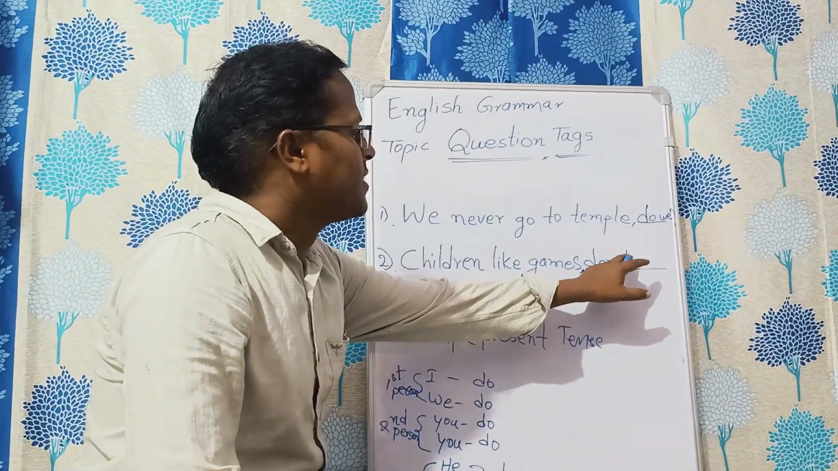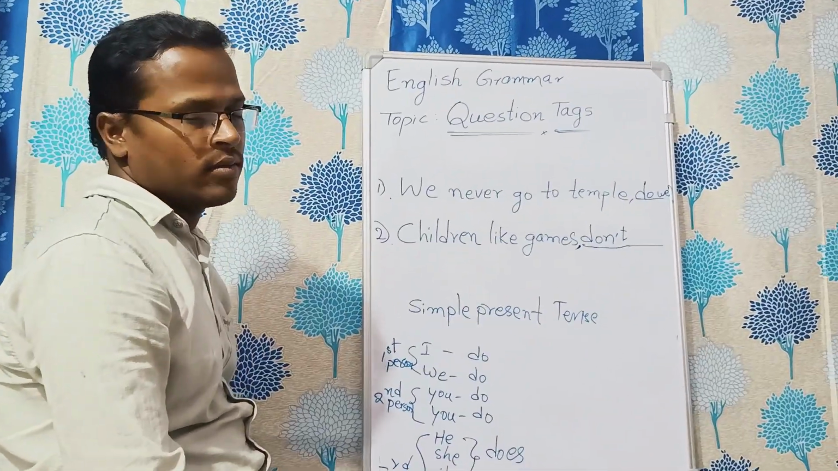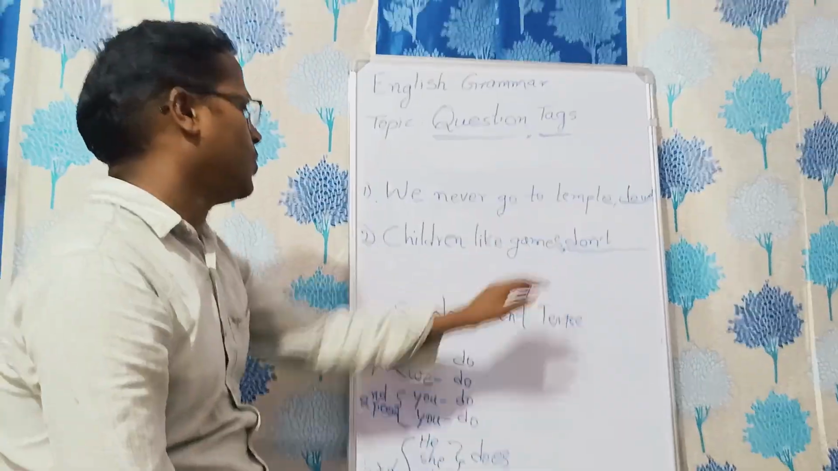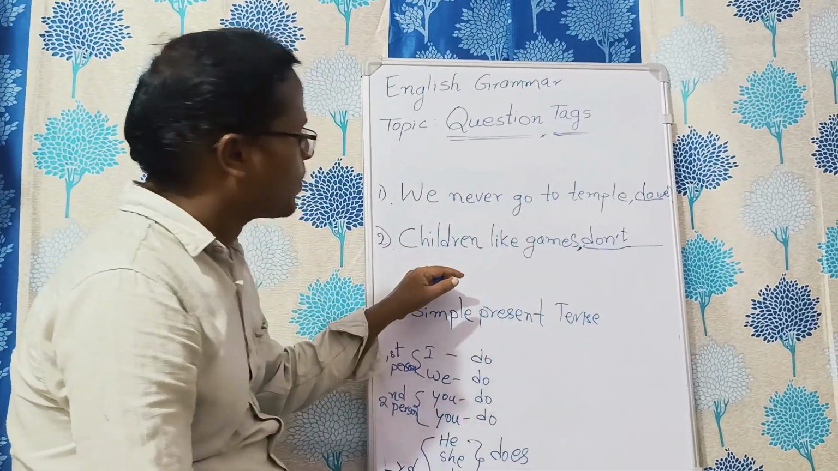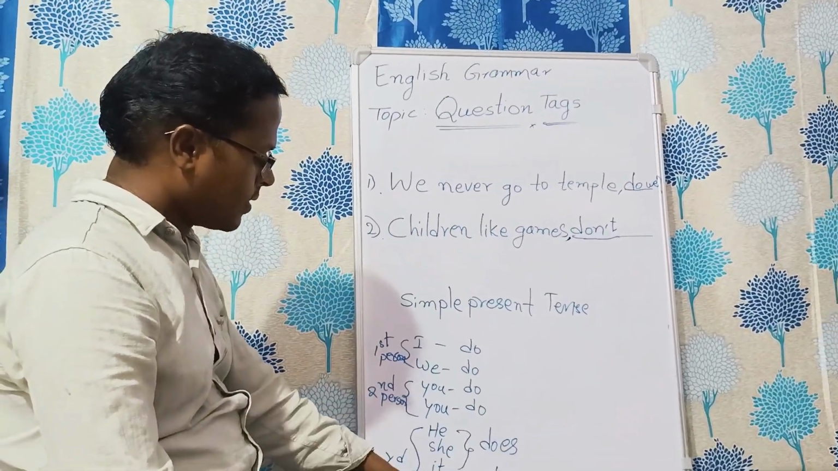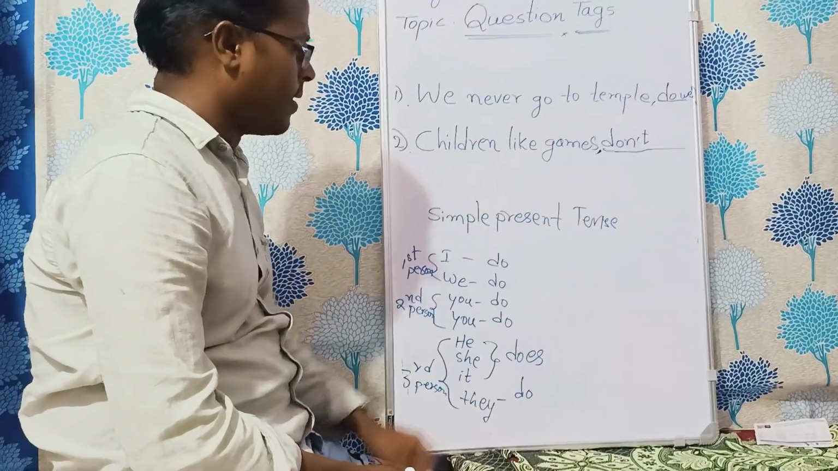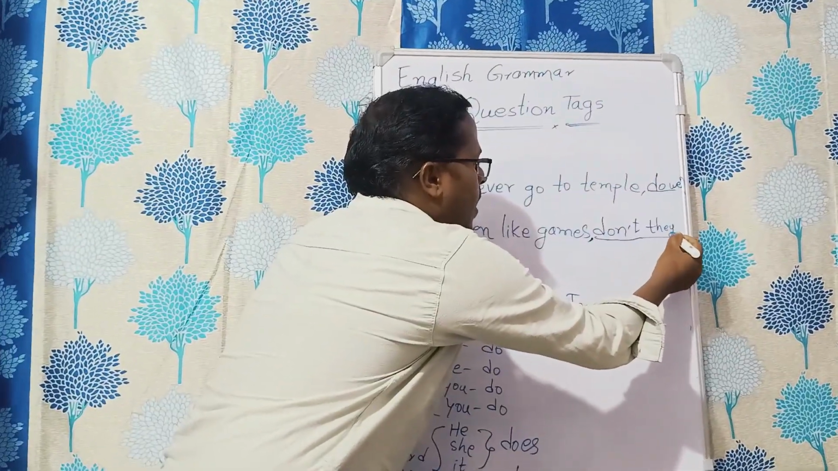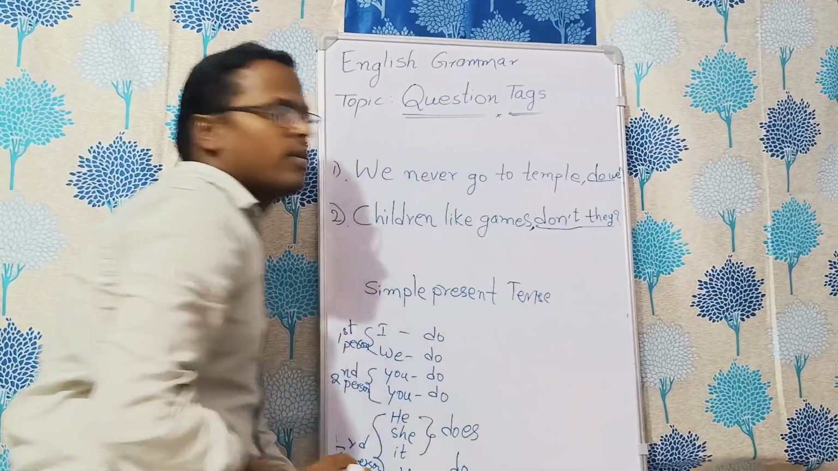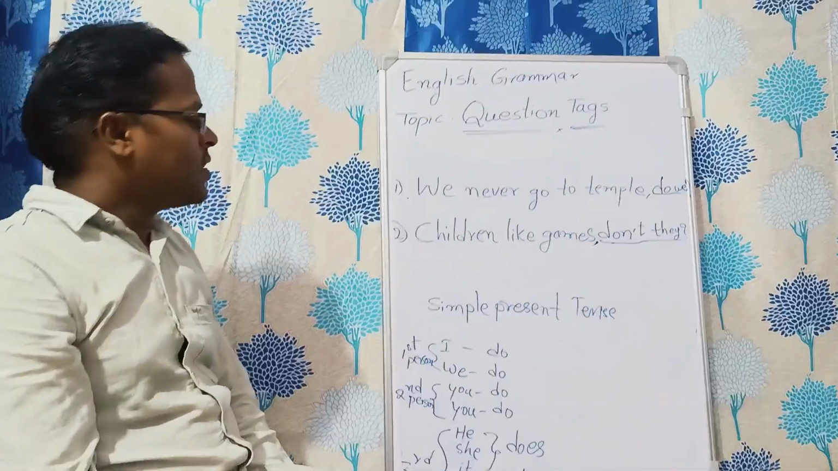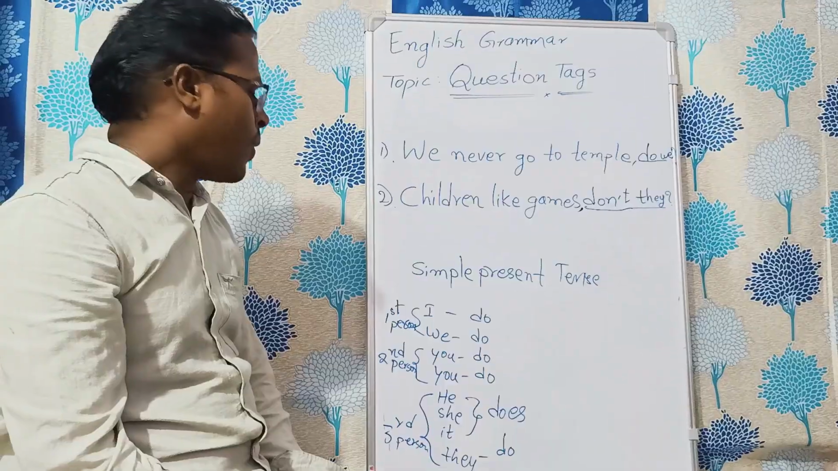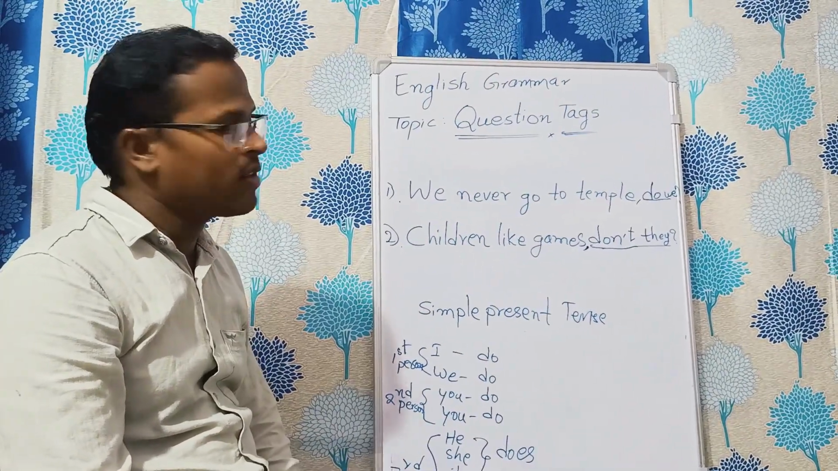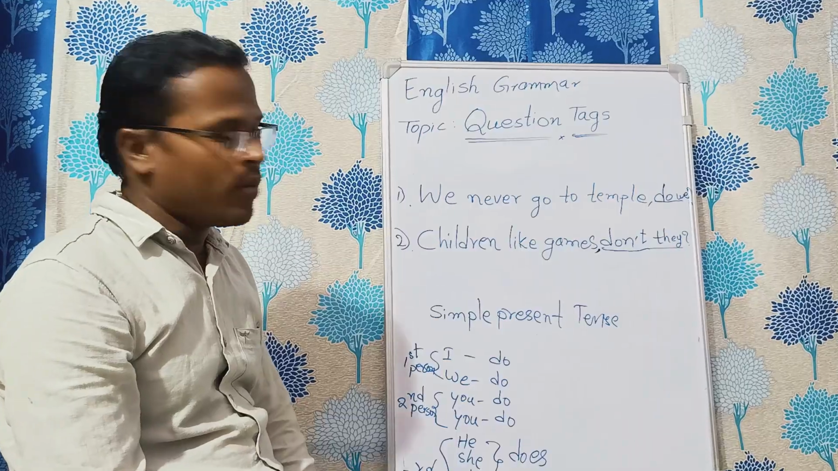N apostrophe T means not. It is the short form of not. Don't. So it will become don't. What is the subject pronoun of children? Third person plural, they. So I am writing it as they, and question mark. This is a very important point when you are identifying a sentence without a helping verb.